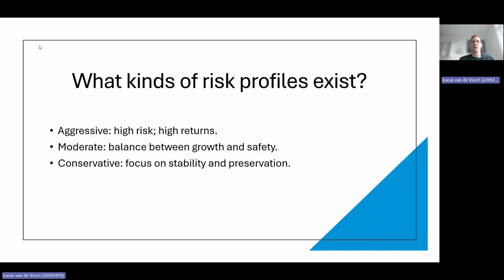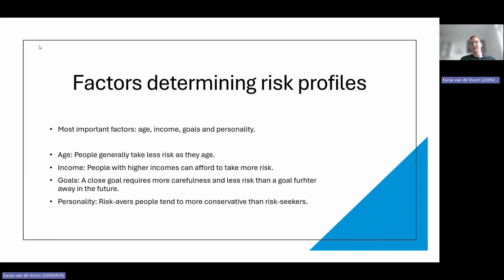A more aggressive risk profile can generate high returns, but it also comes with a significant portion of risk. A more moderate risk profile tries to provide a balance between growth and safety, and then a conservative risk profile really focuses on stability and capital preservation instead of chasing the highest possible returns. Your risk profile is essentially determined by a few different factors. The most important factors are your age, your income, your personality, and your investment goals.